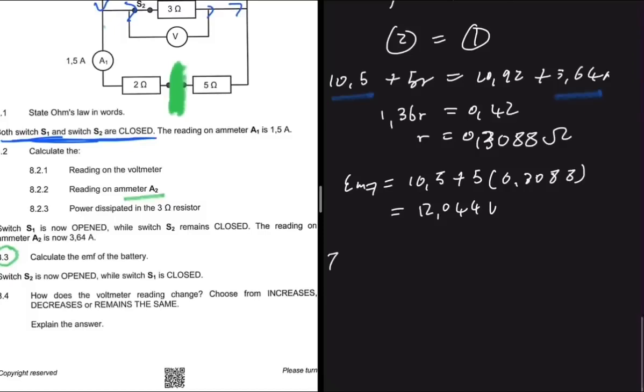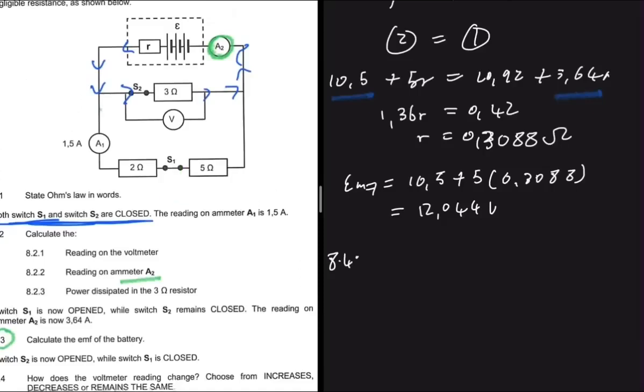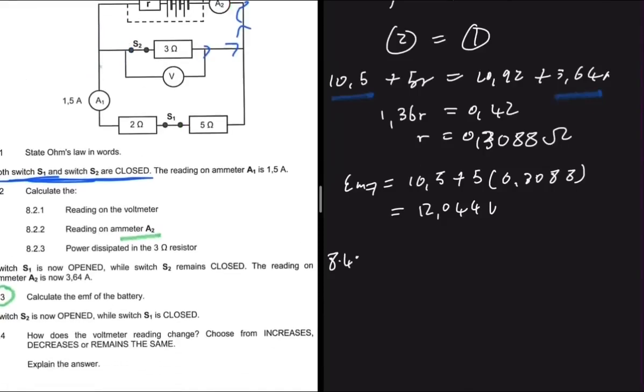So what is it saying? Switch S2 is now opened while switch S1 is closed. So let's go ahead and make that adjustment. S2 is now opened. The 3 ohm resistor is no longer taking part in our circuit. We can essentially just erase this. We no longer have that when switch S2 is open.